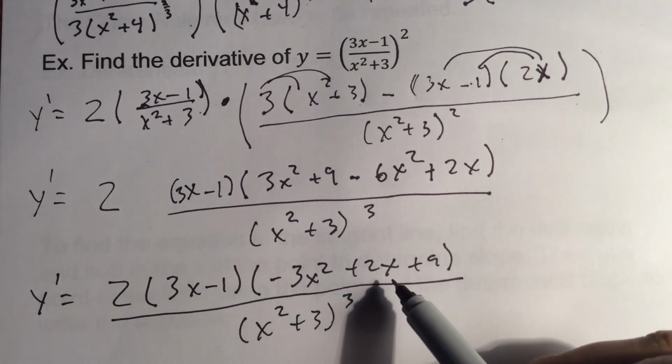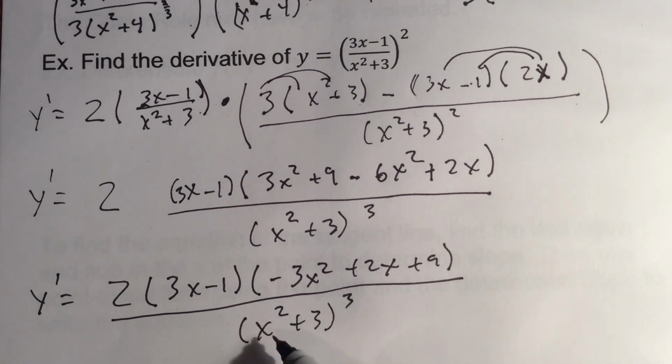This we could probably factor out. Not going to be an x squared plus 3, so it's not really going to cancel at the bottom. Our 3x minus 1 isn't going to cancel at the bottom. So why FOIL this all in then? We can just leave it how it is.